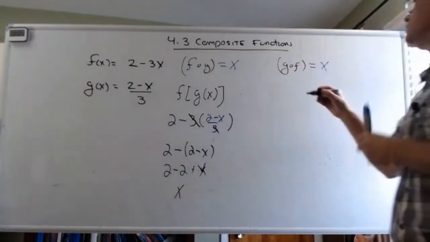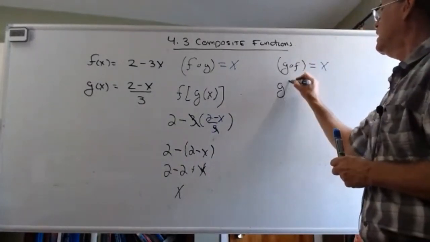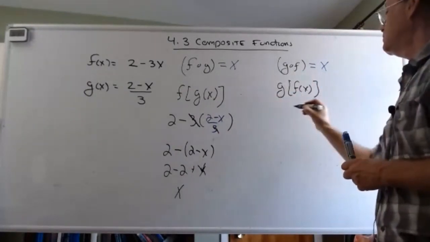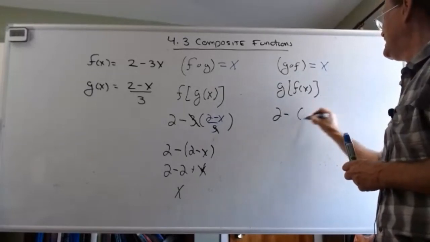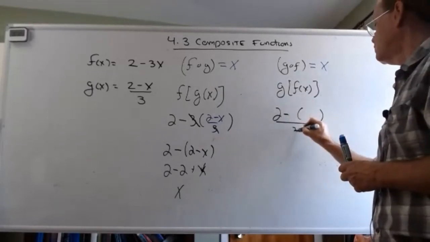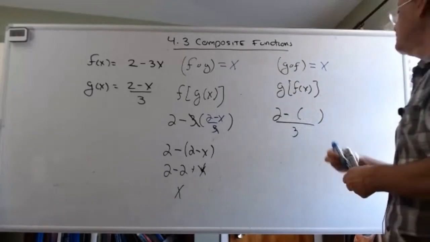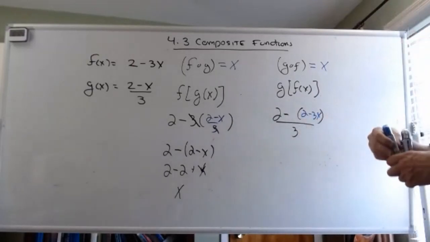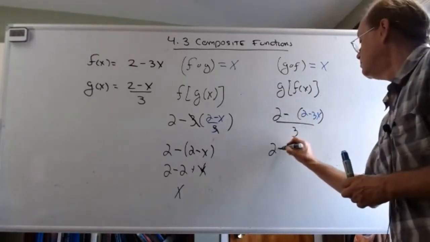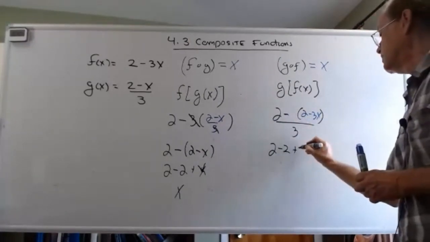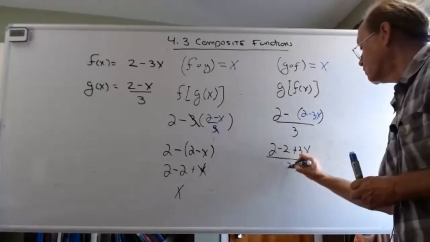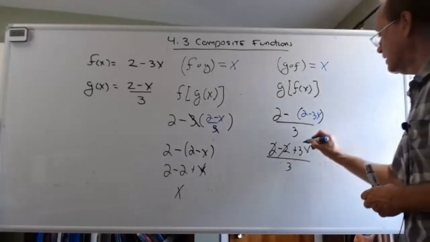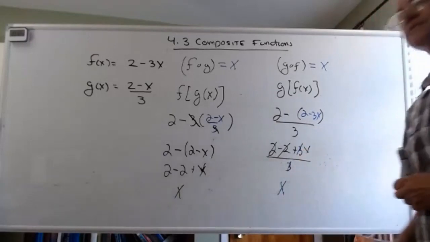This is flipped around. Now I do g of f of x. So what is my function g? Well, it's 2 minus my input over 3. Well, what's my input? 2 minus 3x. Okay, let's simplify this. Distribute the negative sign there. So it's 2 minus 2, negative gives me a plus 3x all over 3. Well, these two cancel out. And I get 3x over 3, so they also cancel out to again just give me back x.